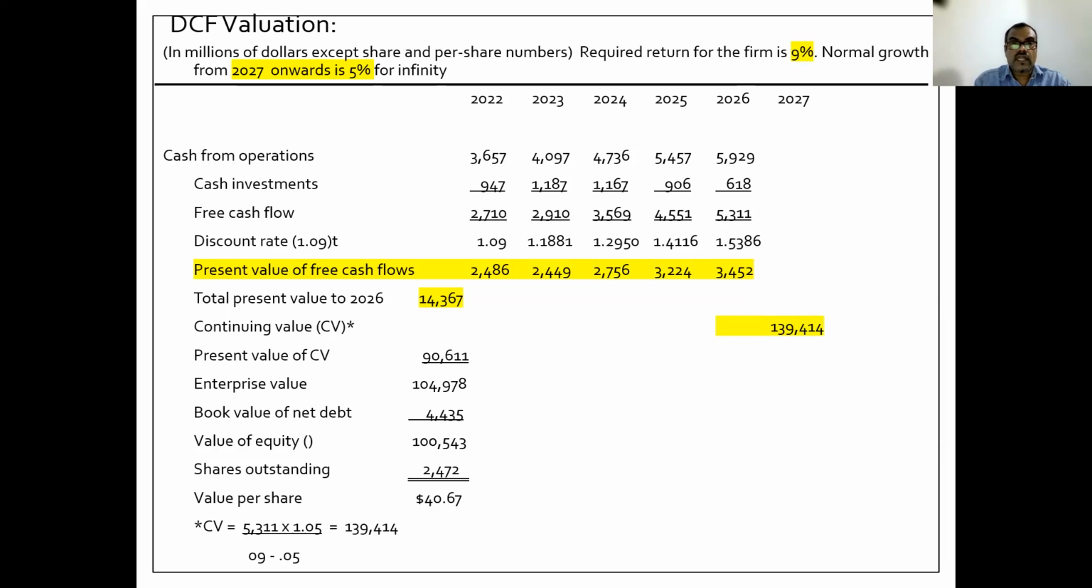So can you calculate the growth rates from 2023 to 2026, just 1, 2, 3, 4 years? What's the growth rate? Calculate and post it in the chat box. Here you have to take the growth rate of what? We are going to do the valuation based on free cash flow.